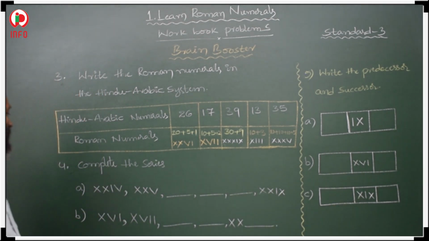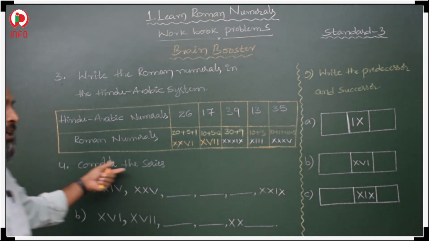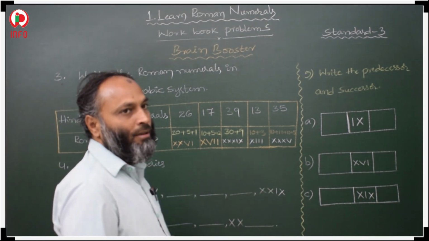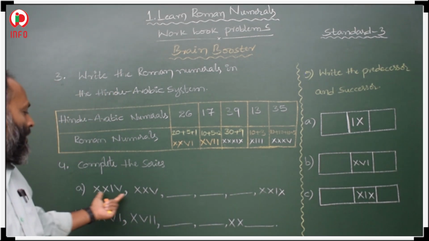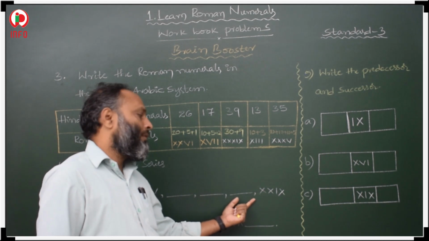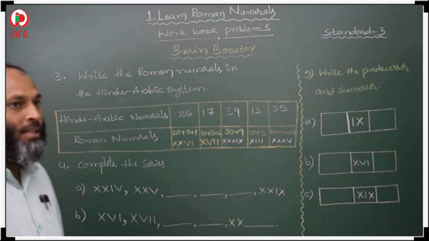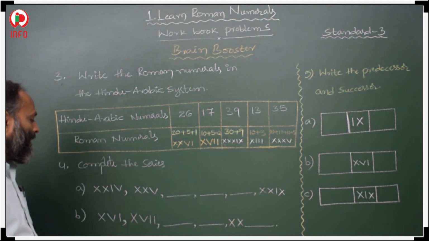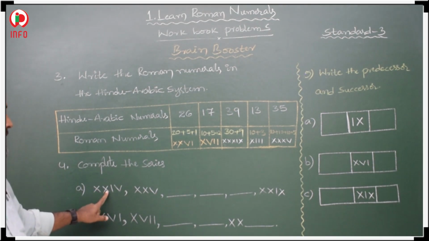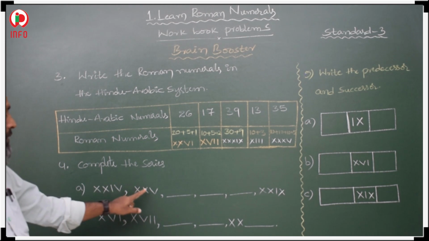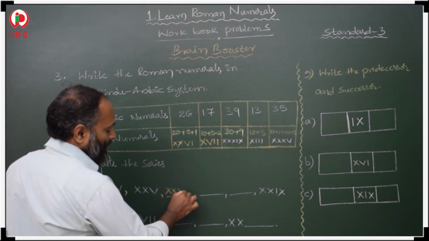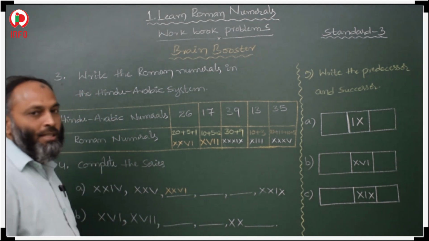Next, in this fourth question, complete the series. Here are 1, 2, 3, 4, 5, 6 boxes. In this, the first and second numerals are given. The third, fourth and fifth numerals we have to write, and the sixth one is there. Here, X plus X, 10 plus 10, 20. This is 24, 25. Now we have to write 26. X, and 6 means VI. 26.